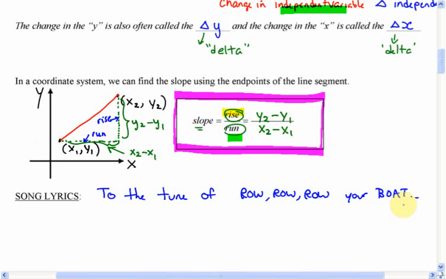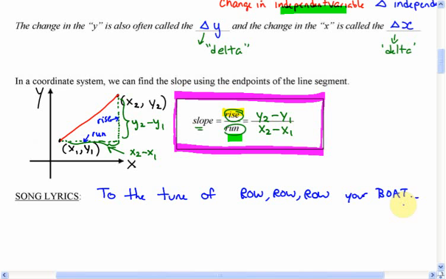So here's verse 2. This is the important one. Ready? Listen. Slope equals y sub 2 minus y sub 1 all over x sub 2 minus x sub 1.